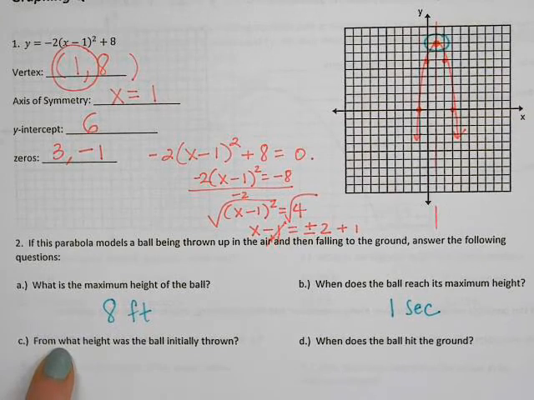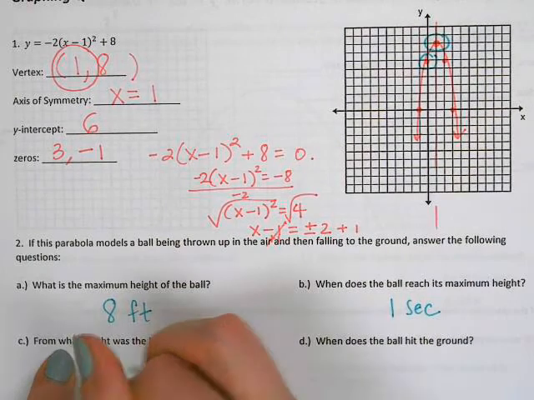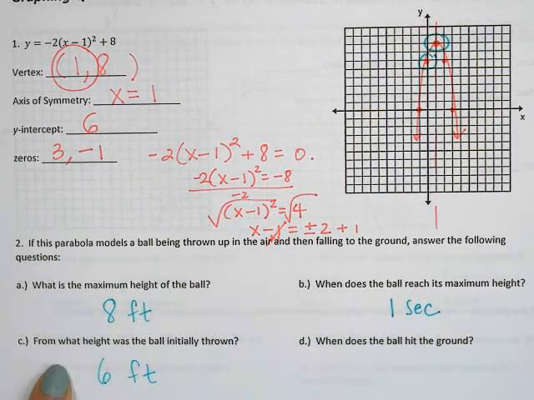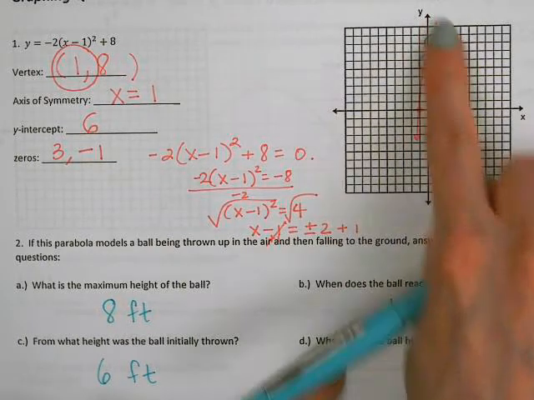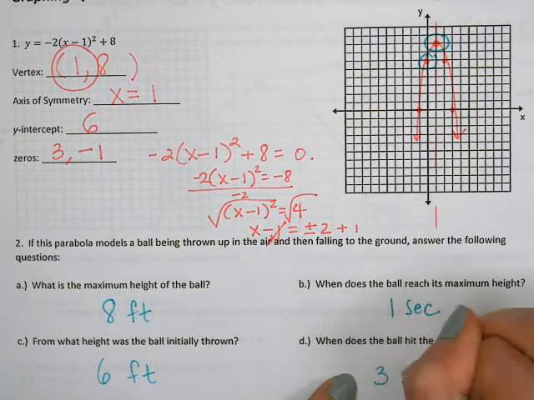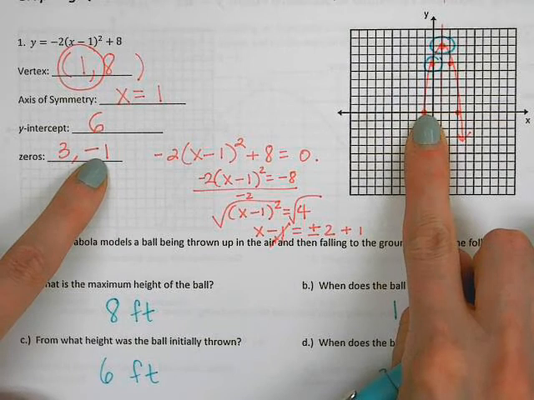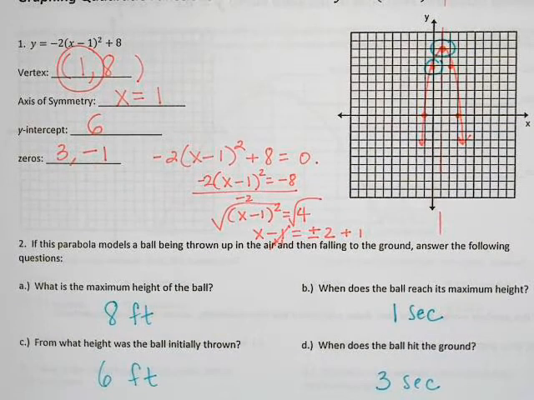From what height was the ball initially thrown? That's the y-intercept here, and that was at 6 feet. When does the ball hit the ground? That's right here at 3 seconds. Now, it's also at negative 1, but that doesn't make sense for the problem, so we're done.